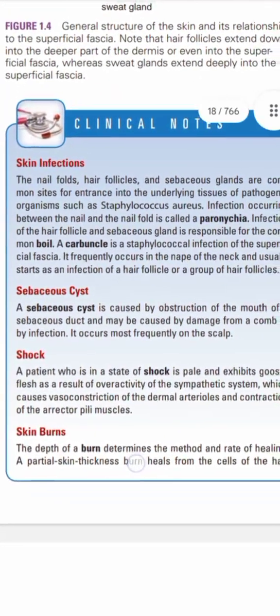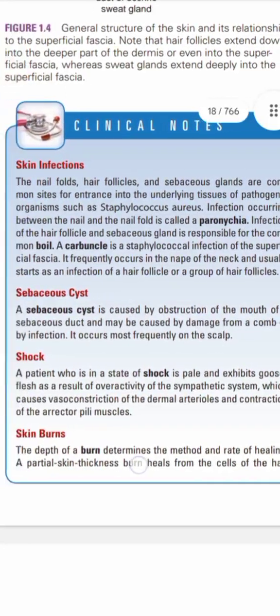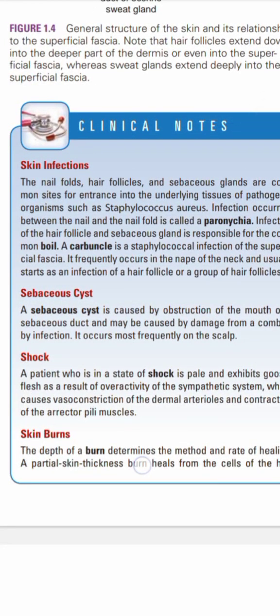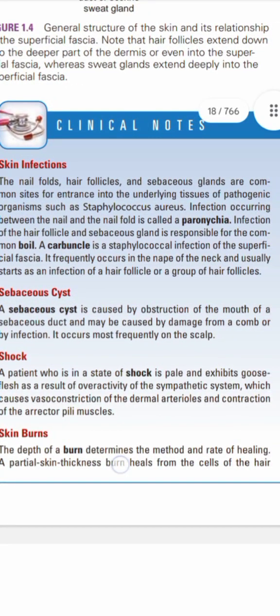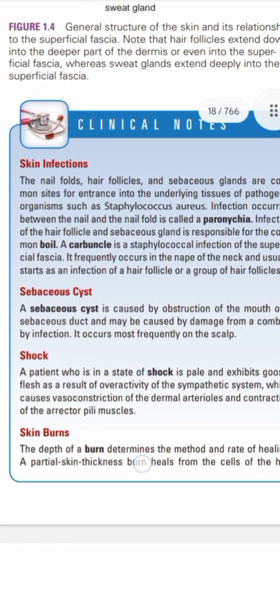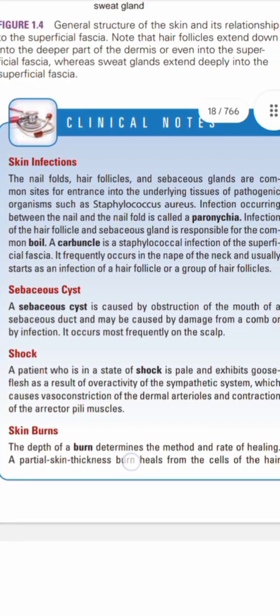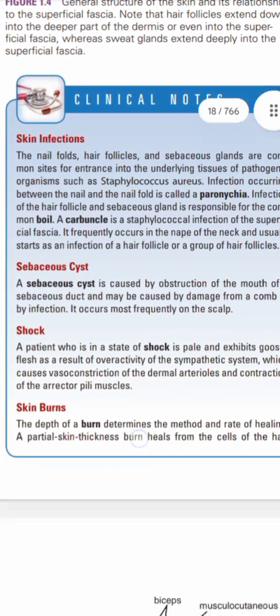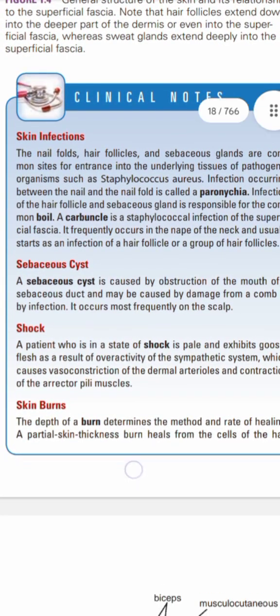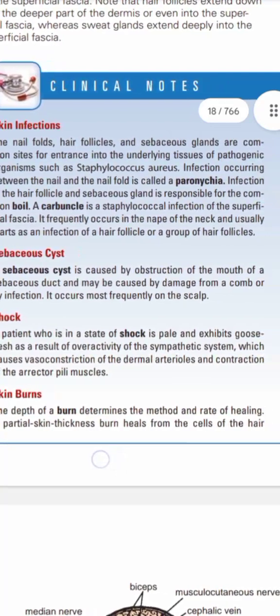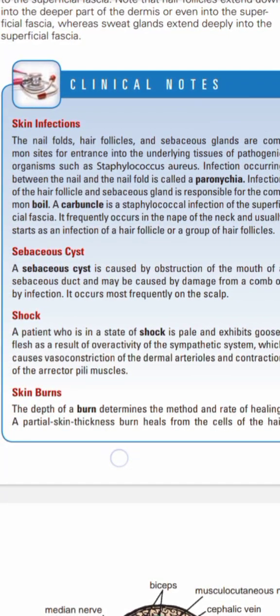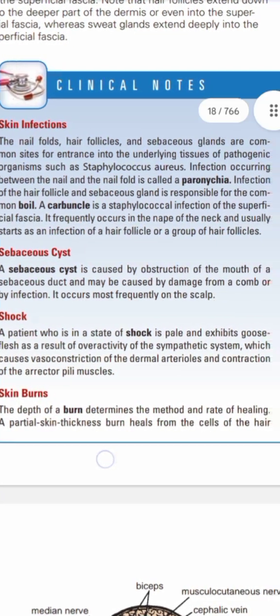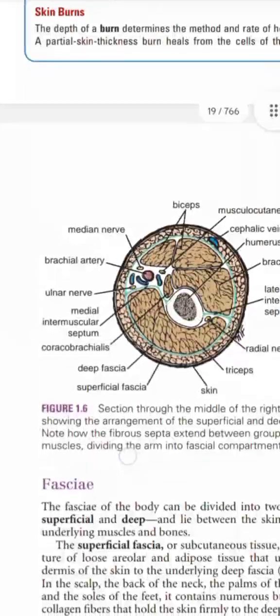Shock. A patient who is in a state of shock is pale and exhibits goose flesh as a result of overactivity of the sympathetic system, which causes vasoconstriction of the dermal arterioles and contraction of the erector pili muscles. Skin burns. The depth of a burn determines the method and rate of healing. A partial skin thickness burn heals from the cells of the hair follicles.